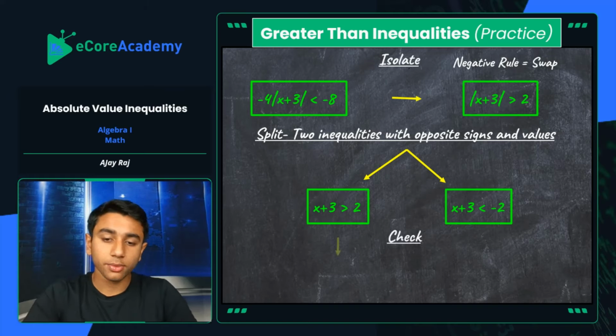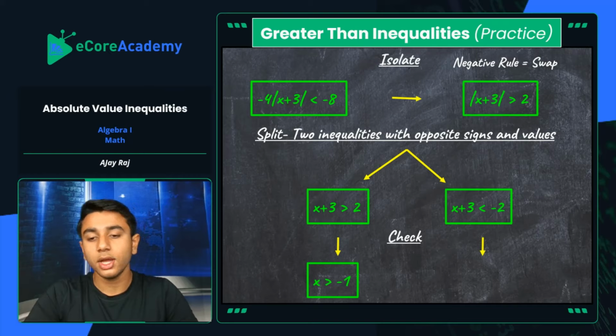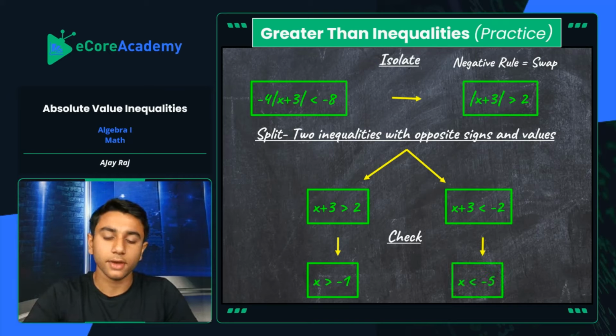Now we're going to check. We're going to solve each inequality separately. So we see that x plus 3 is greater than 2. We subtract 3 from both sides, and we get that x is greater than -1. And then on the right-hand side, we have x plus 3 is less than -2. We're going to subtract 3 from both sides to get that x is less than -5.